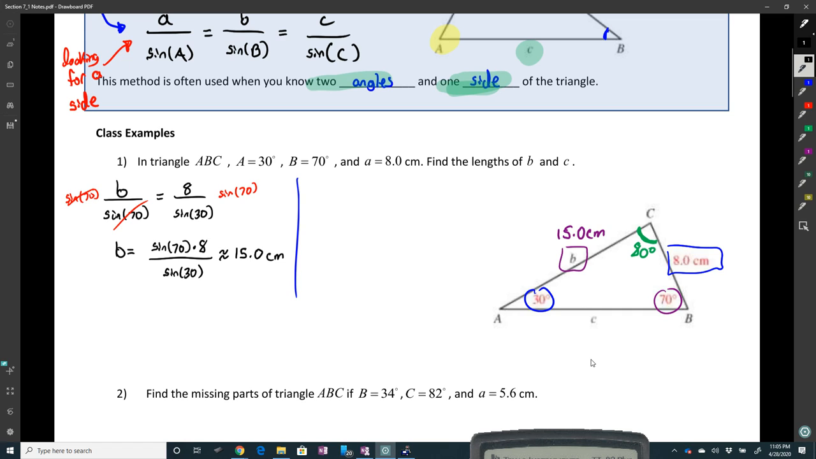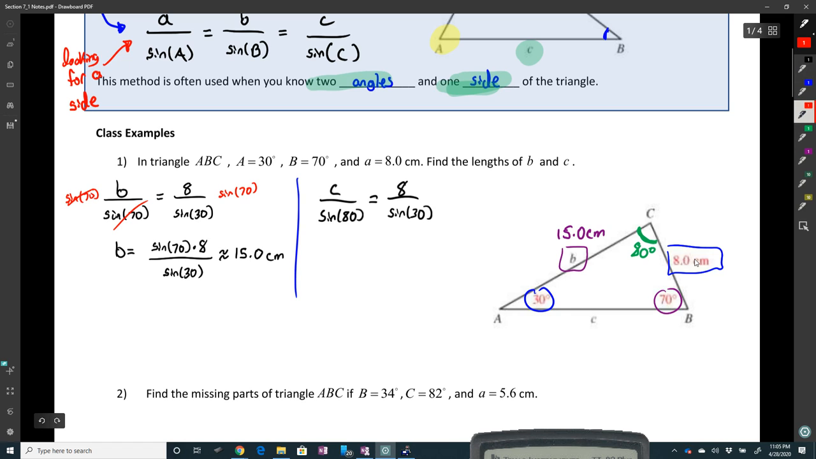We have the side over its opposite angle, C over sine of 80, is equal to, and you can use either one you want. I'm going to use the A because this was given to us. If for some reason you had messed up in figuring out what B is, and you use B to figure out what C is, then C is also going to be wrong. So I'm just using what they gave me. I know this is 30 degrees, and that's 8 centimeters. So this is 8 over sine 30.